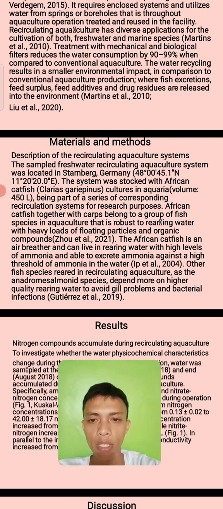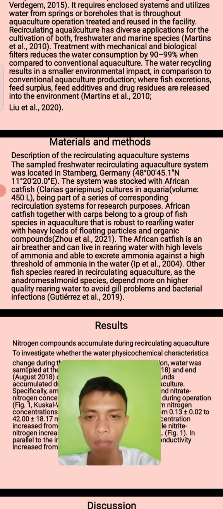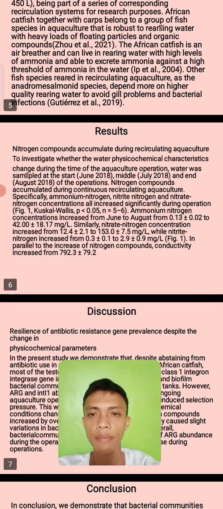The African catfish is an air breather and can live in rearing water with high levels of ammonia and is able to excrete ammonia against a high threshold of ammonia in the water. Other fish species reared in recirculating aquaculture, such as the anadromous salmonid species, depend more on high quality rearing water to avoid gill problems and bacterial infections, or Gutierrez 2019.